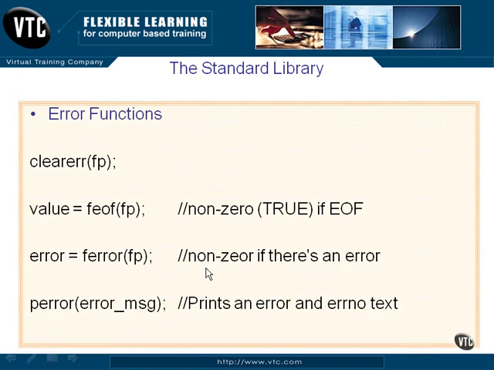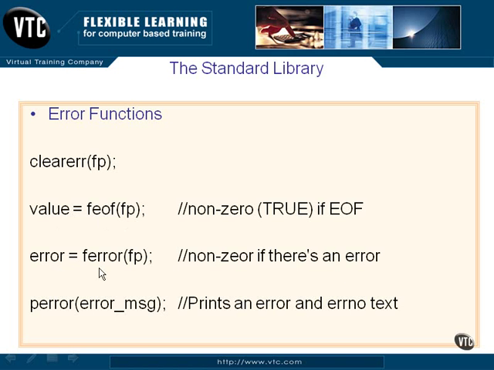Here are the error functions, and we have clearerr on a file pointer. We'll clear the last error after we've taken care of the problem. Here we can get a test of end of file, feof. If we have hit the end of file on the file pointer, this will return non-zero or true. If we are not yet at end of file, that will be false. So we can say if feof of a file pointer.